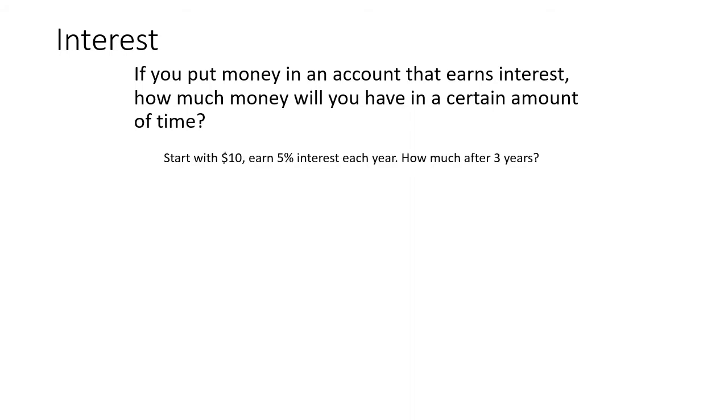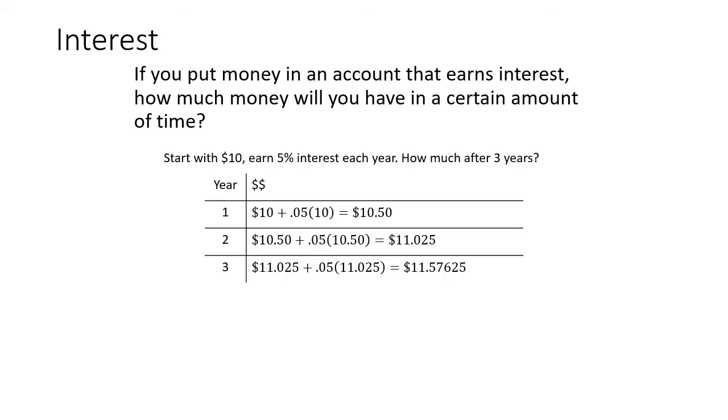Like if we start with $10 and earn 5% interest each year, how much money would we have after 3 years? Well, the way it works is this. During the first year, you start with $10 and then you make 5% on that $10. So 5% of $10 is 50 cents. So you would make that 50 cents in that first year.